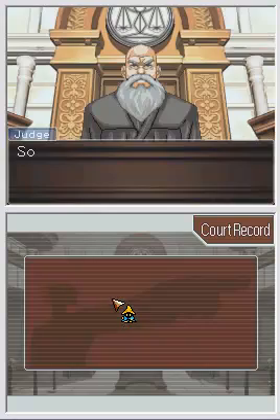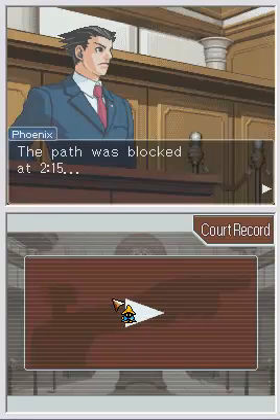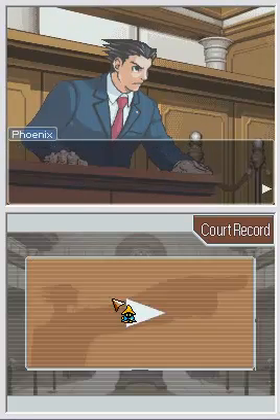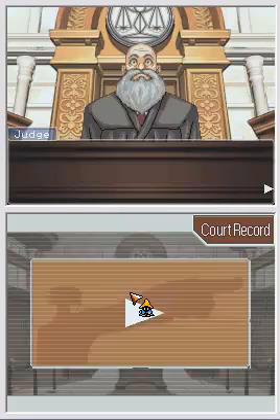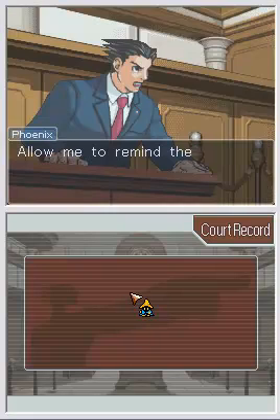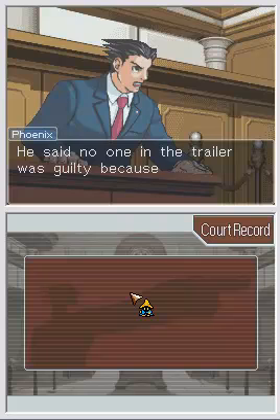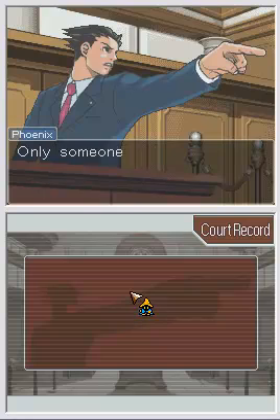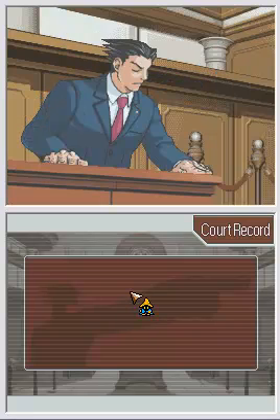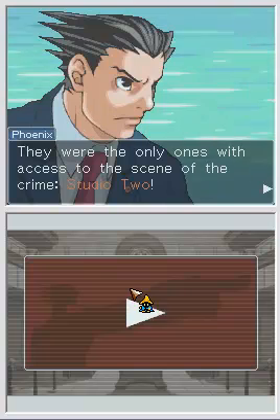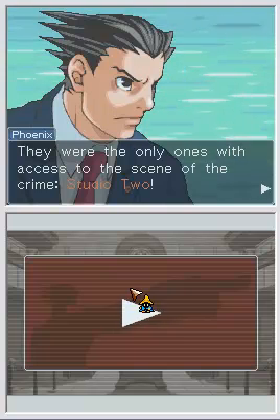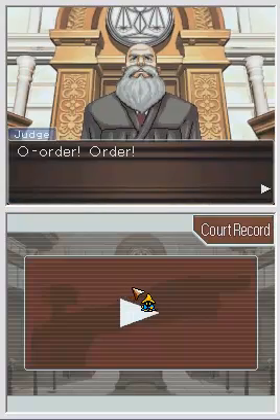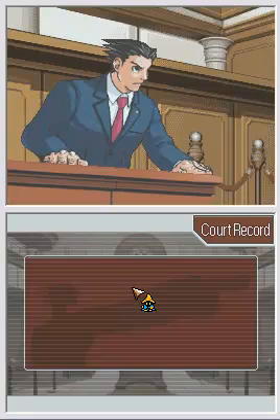The path to the trailer was blocked. So we have heard. The path was blocked at 2:15. In other words, the victim went to Studio 2 before that time. Yes, I suppose that would be the case. Remember Mr. Salmonella's testimony? Allow me to remind the court. He said no one in that trailer was guilty because they could not have gone to Studio 1. Yet actually the reverse was true. Only someone in that trailer could have committed this murder. They were the only ones with the access to the scene of the crime. Studio 2!